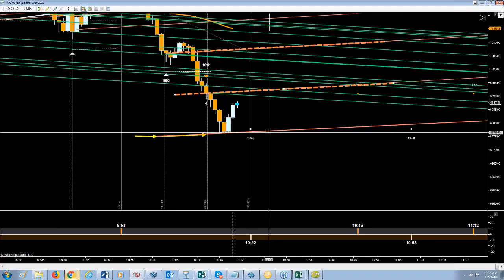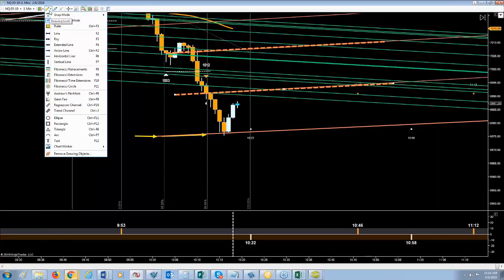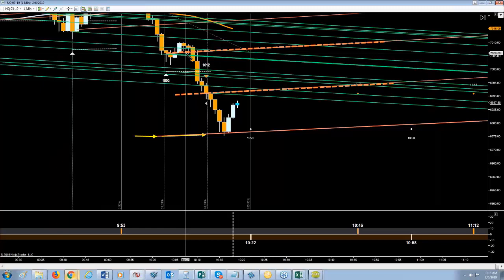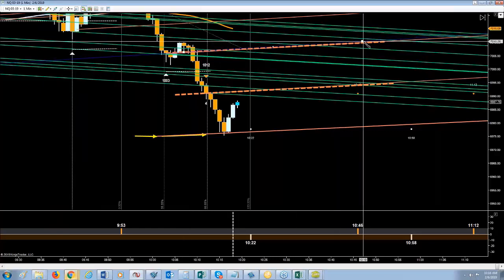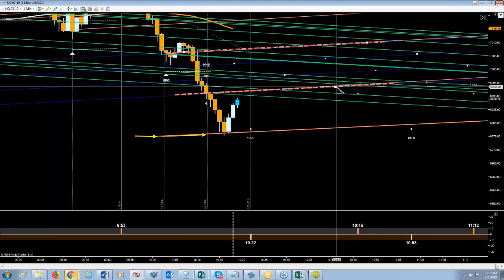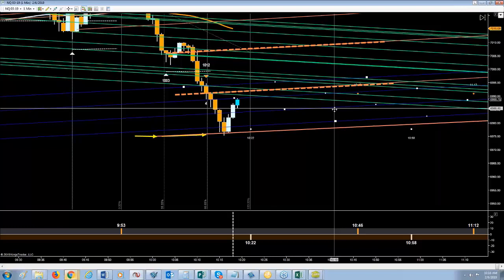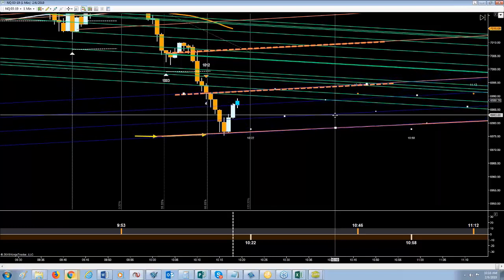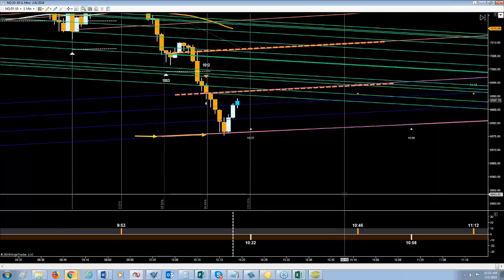So I take my trend channel tool, and I'll draw a line here, and then my other line is there, and I drag the whole darn thing down, and that projects my gap. Everybody good with that?